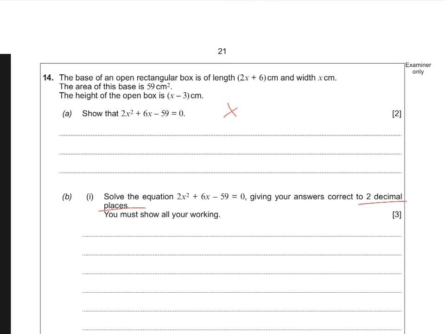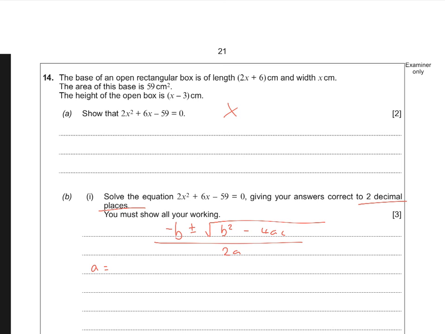The big giveaway here is it says answers correct to 2 decimal places. You should be scooting back now to the second page and having a look at the quadratic formula. I'm going to write down what it says on the front page so we can work from it from here. It says minus b plus or minus the square root of b squared minus 4ac, all over 2a.